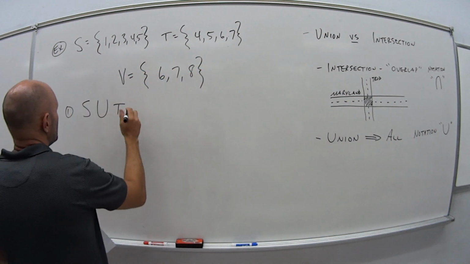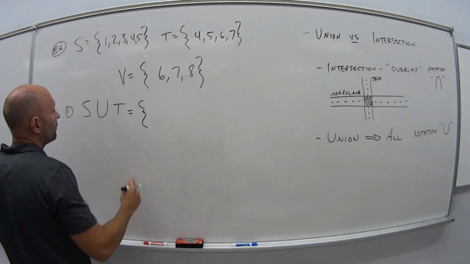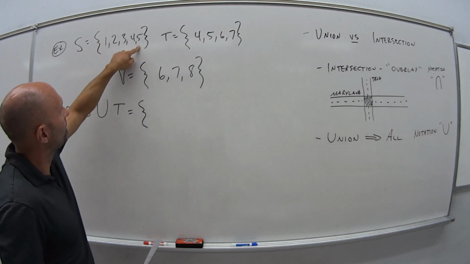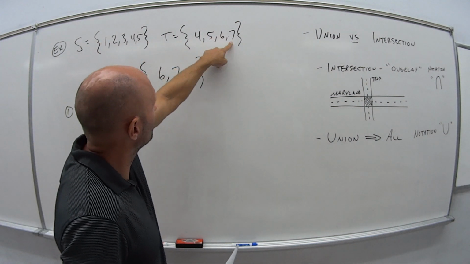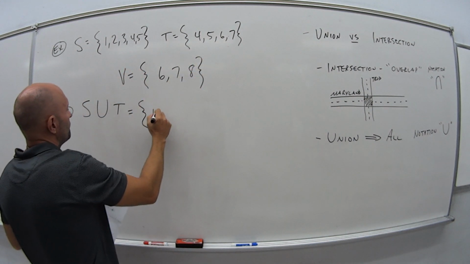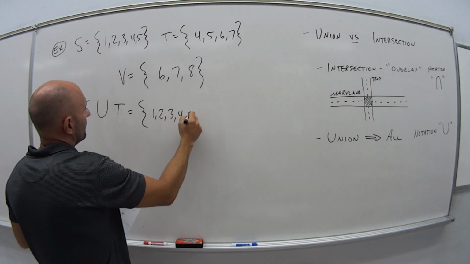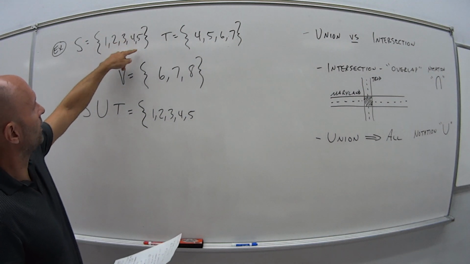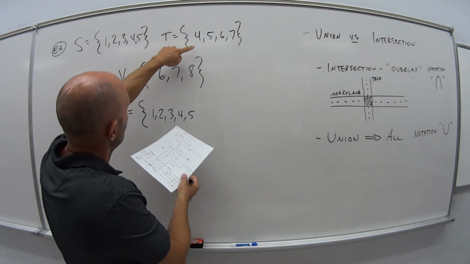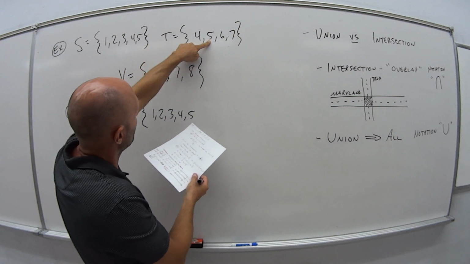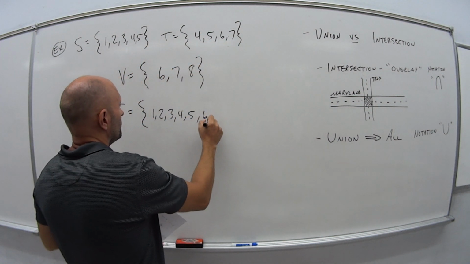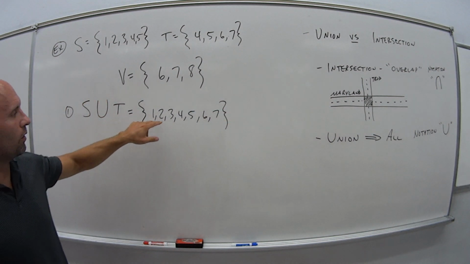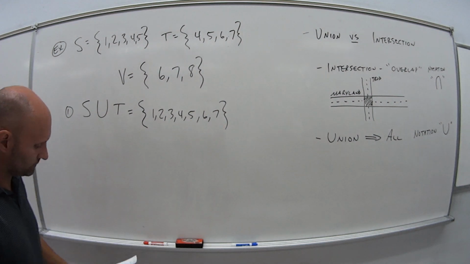So S union T means it's all the numbers that are in both S and T. So 1, 2, 3, 4, 5, 4, 5, 6, 7. So we have 1, 2, 3, 4, 5. And if you're doing these kinds of problems, it might be a good idea just to cross them out so you know you've accounted for them. Then I already have 4, I already have 5, so I'm just missing 6 and 7. So S union T would be 1, 2, 3, 4, 5, 6, 7.